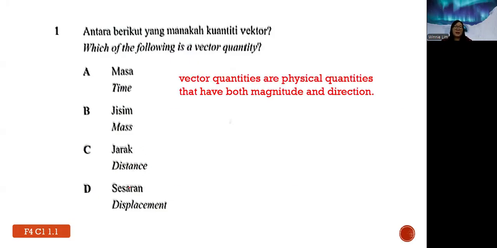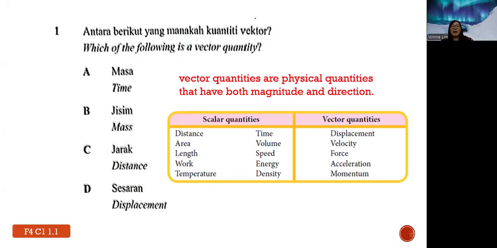So the answer here is actually D, okay? So here is extra info for you all. Vector quantities are physical quantities that have both magnitude and direction. Scalar quantities are not affected by direction, but vector quantities like displacement, velocity, force, acceleration, momentum, all these are vector quantities. Okay, question 2.